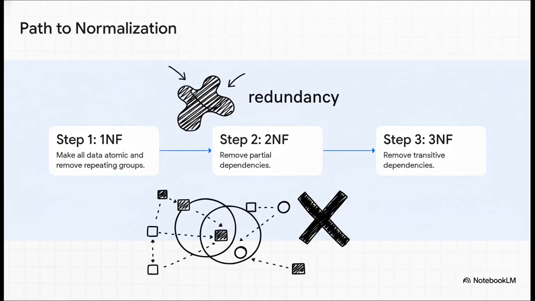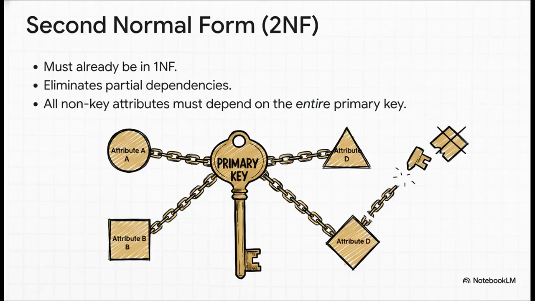All right, next we hit the second normal form. This one tackles a whole different kind of redundancy. This step is all about making sure data depends on the entire key, not just a part of it.